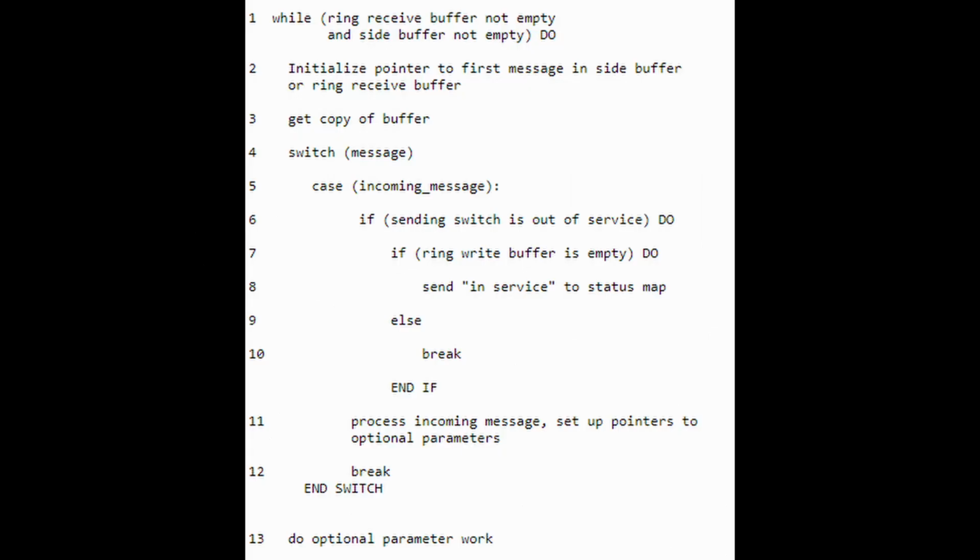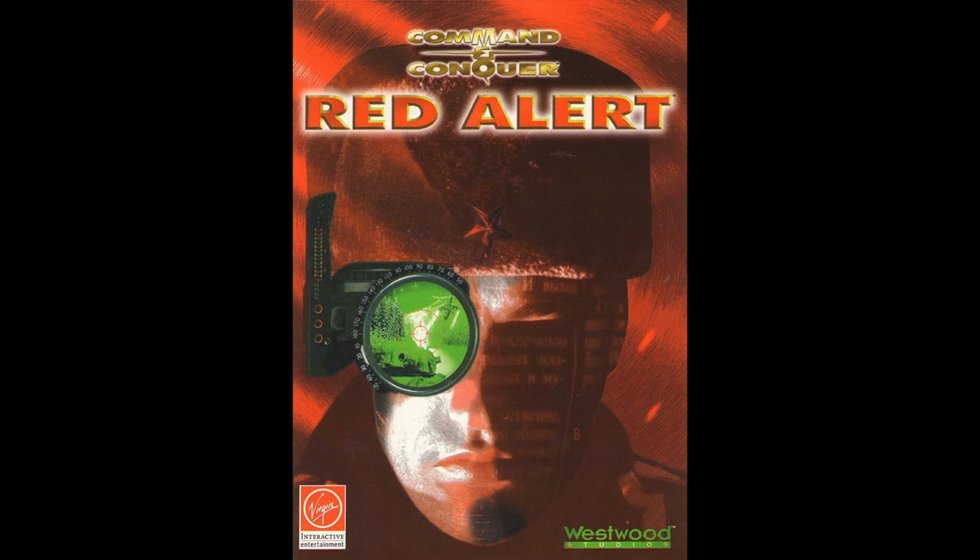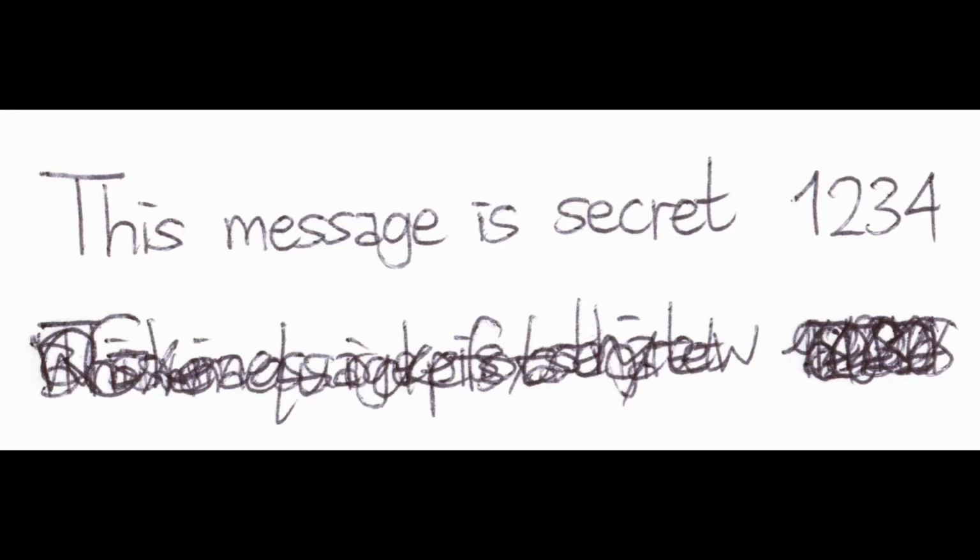If we take a look at the pseudocode, that break statement is located at line 10. That break statement introduced a severe problem. It would cause data to be overwritten that was needed later.